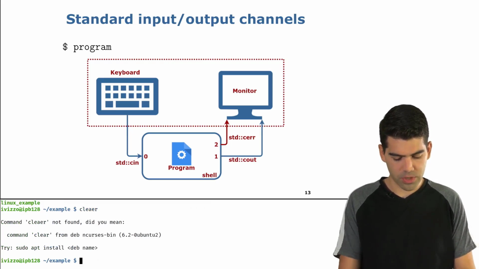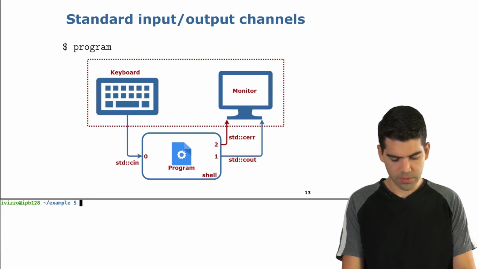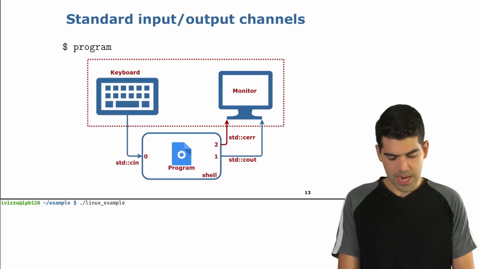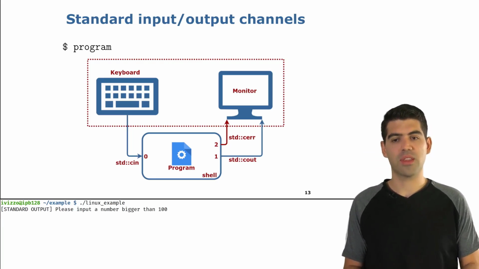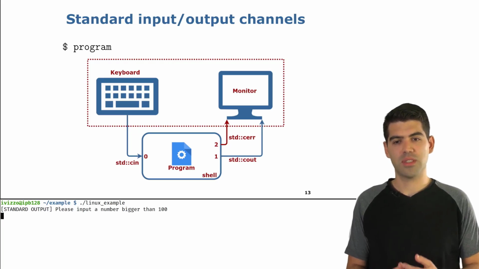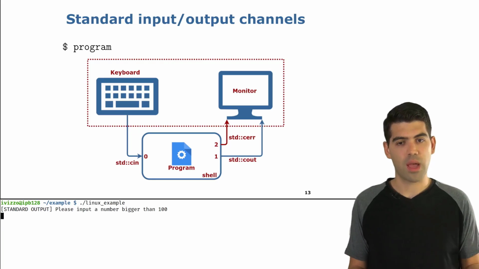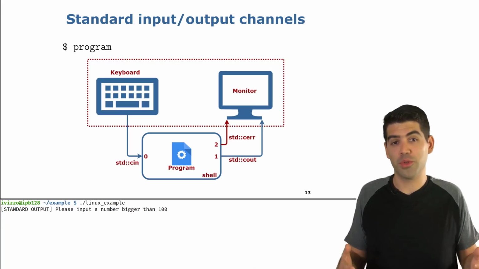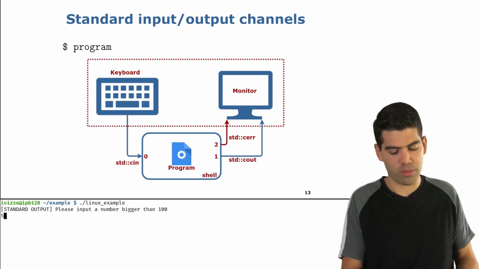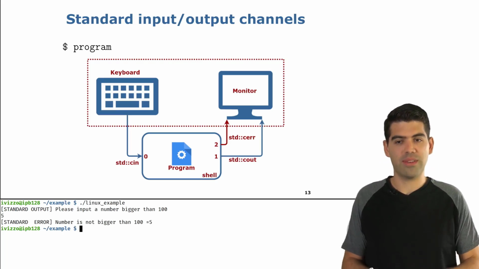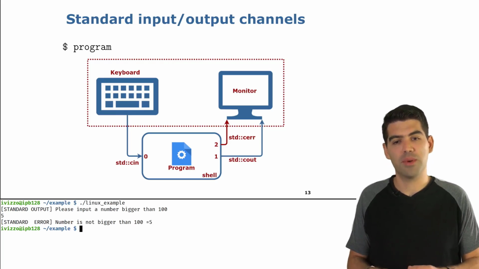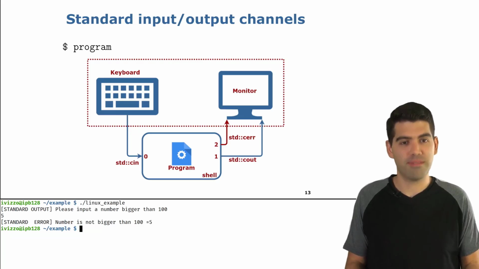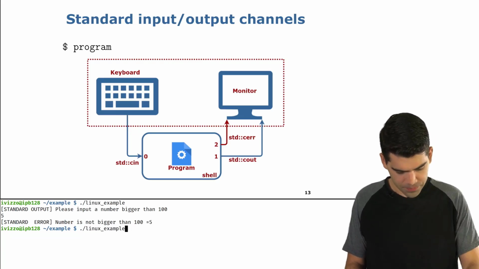Let me clear the screen, and let me execute this example. Here on the standard output, we have a message that says, please input a number bigger than 100. Let's say for some reason we didn't read the message and we put 5. And we will have an error message on the standard error channel saying the number is not bigger than 100, and it's basically 5. Then we try it again.